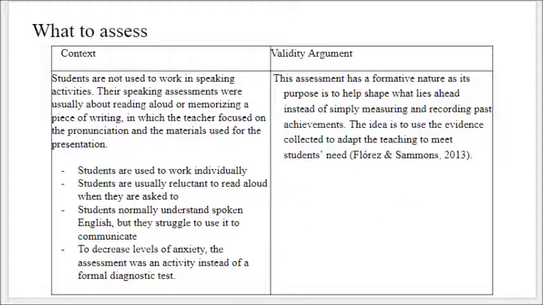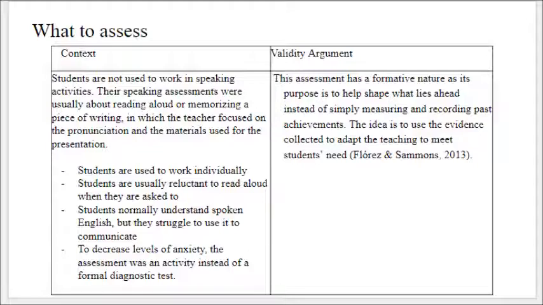As for the context of this 10th grade, I can say that students are not used to working in speaking activities. This is because what they usually do in the English lessons is to read or listen to different types of text and then answer listening or reading comprehension questions. The speaking activities that I have observed are mainly to memorize a specific number of words and then tell the meaning of these words to the teacher.